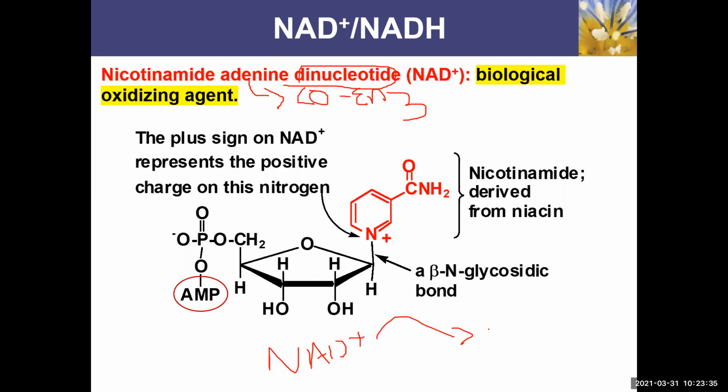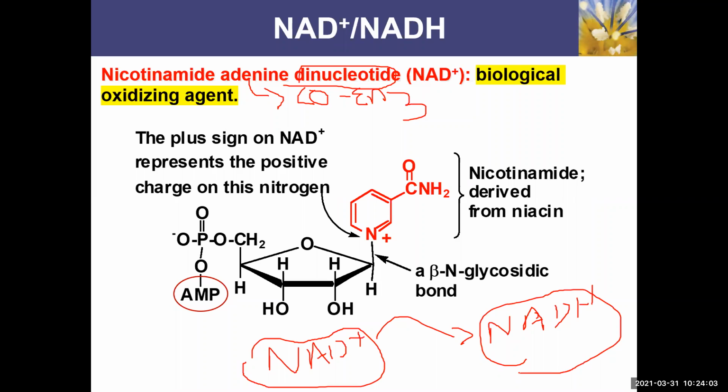It will become NADH. So NAD positive will take a hydrogen ion, and it will be reduced to NADH. So NAD positive is used as an oxidizing agent, and this is a reducing agent, right? Oxidation is the loss of electrons, reduction is the gain of electrons, right?